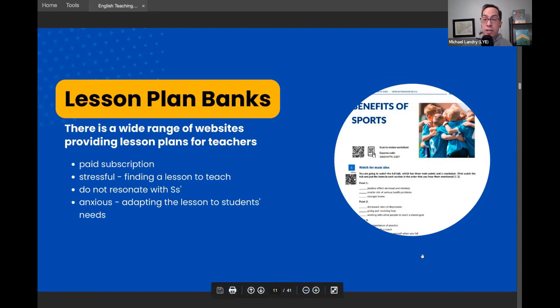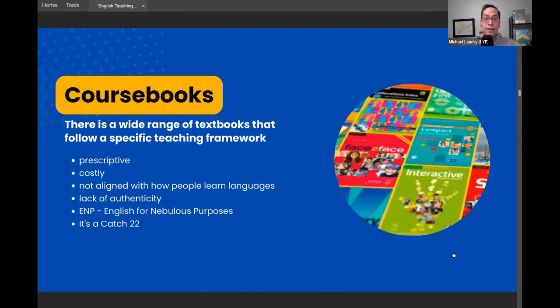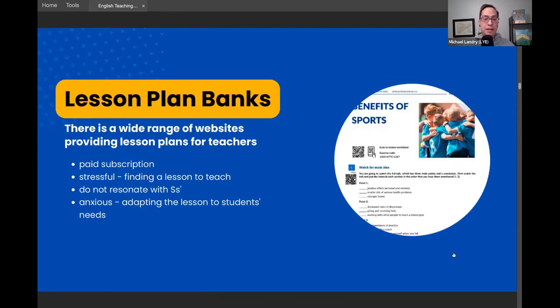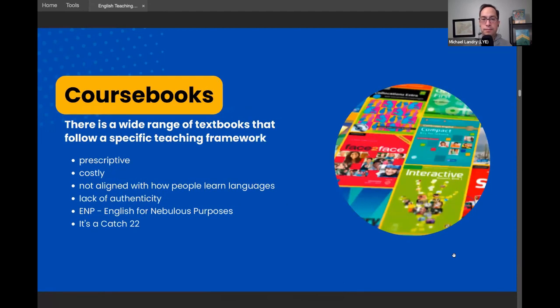In fact, it is quite stressful to search the internet and scour through these banks looking for lesson plan ideas. And then you do all that work and then they don't resonate with the students, which is often quite struggling and challenging. And then of course, it leads you to find the ways that you can adapt these lessons, which again takes up more lesson planning time.